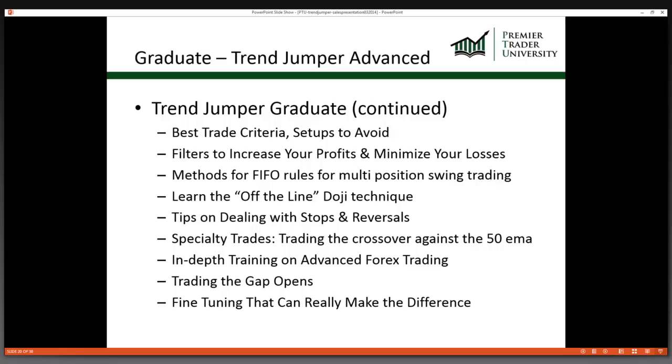From best trade criteria, we introduce brand new filters that will minimize some losses and maximize profits. We learned some new techniques that we're going to teach you. There's something called off the line, a doji technique, tips on dealing with stops and reversals. There's new specialty trades, when you should trade against and when you should not trade against the 50 EMA. We go into much more depth on Forex trading, dealing with gaps at the open.